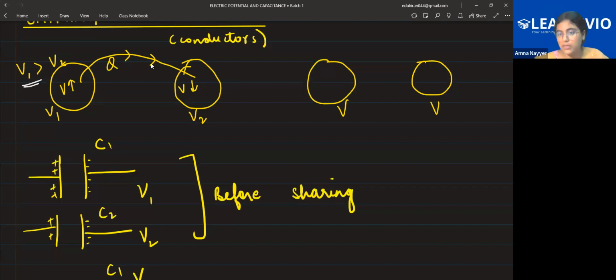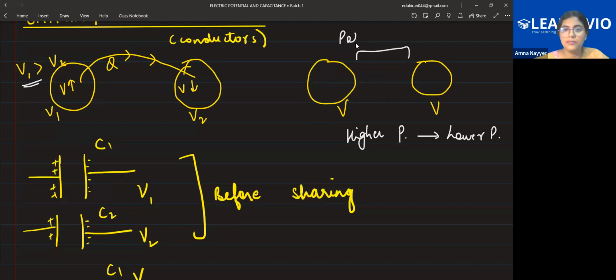Now the charges will be moving. Charge transfer will be occurring. The charges will move always, remember this, from higher potential to lower potential. So till when? Till the time when both the potentials are the same. Till that time the charges will keep on moving. Okay.